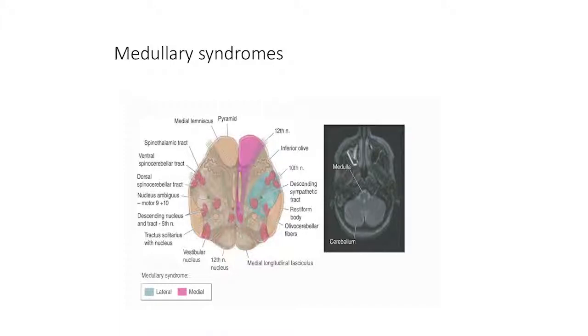So, like I was saying, for the lateral medullary syndrome, you have the descending sympathetic tract, which you can see over here. So you get the Horner syndrome. The restiform body, if affected, you get the ataxia. Then you have the descending nucleus and tract of the fifth nerve, and that's where they get the ipsilateral numbness of the face. Tractus solitarius with the nucleus, that's taste. And the spinothalamic tract, that's what we've talked about, the contralateral loss of pain and temperature.